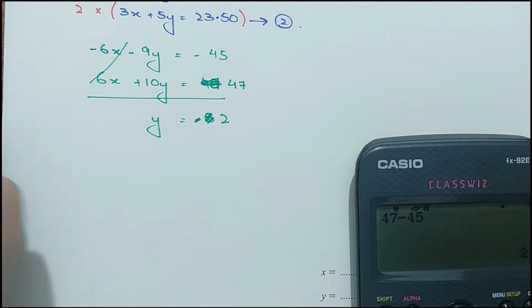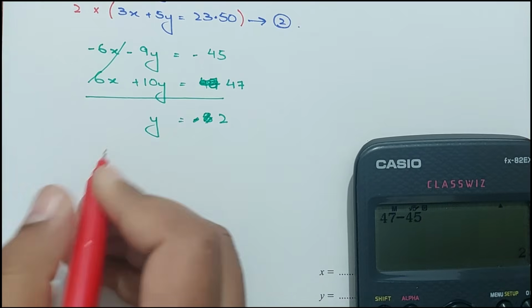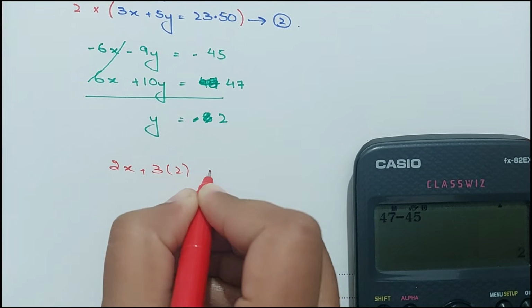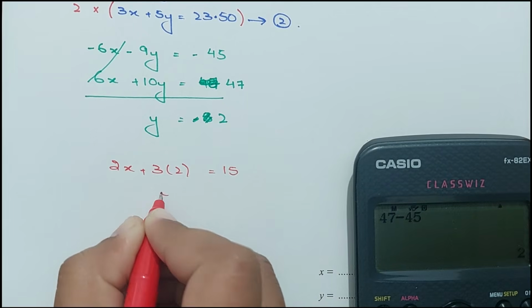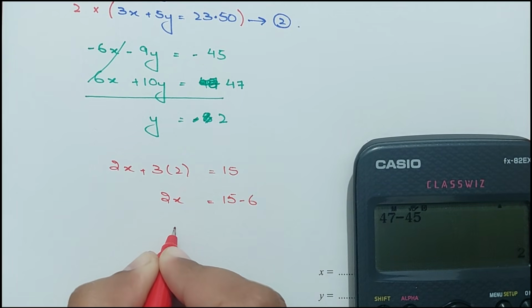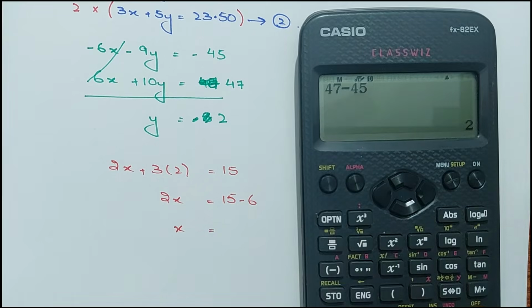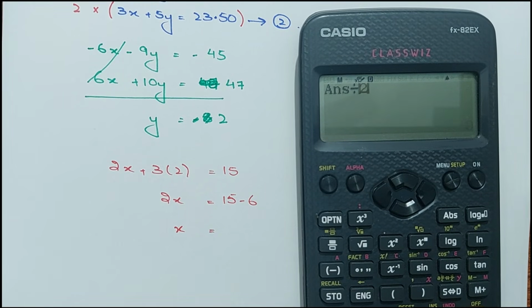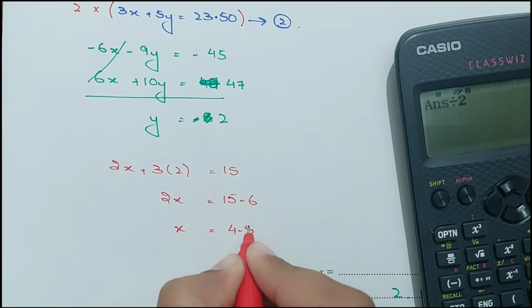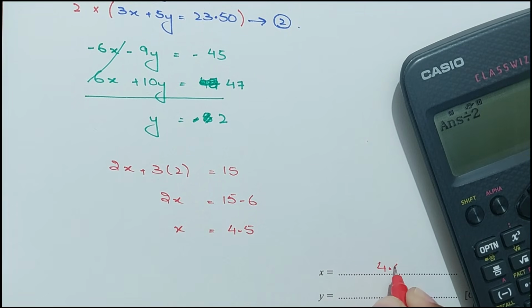Let me solve for x by substituting it into the first equation. So 2x plus 3 times y equals 15. So 2x equals 15 take away 6. So 2x equals 9, and 9 divided by 2 is 4.5. The cost of an adult ticket is $4.50.